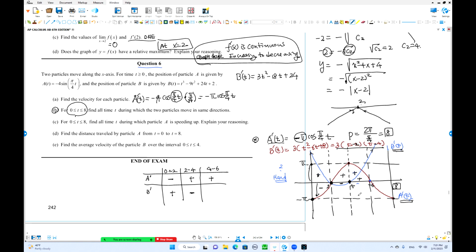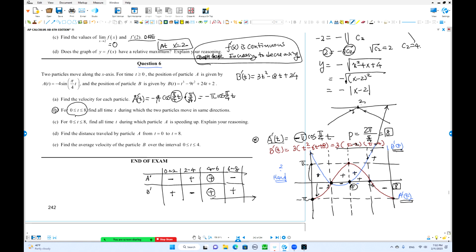From 4 to 6, this is positive and this is positive, both the same direction. Then 6 to 8: particle A is a negative number, so it is moving to the left. What about particle B? B is all the way positive, from after 4 they are all positive. But in this case particle A's velocity is negative, so in the interval 6 to 8 they have opposite signs.